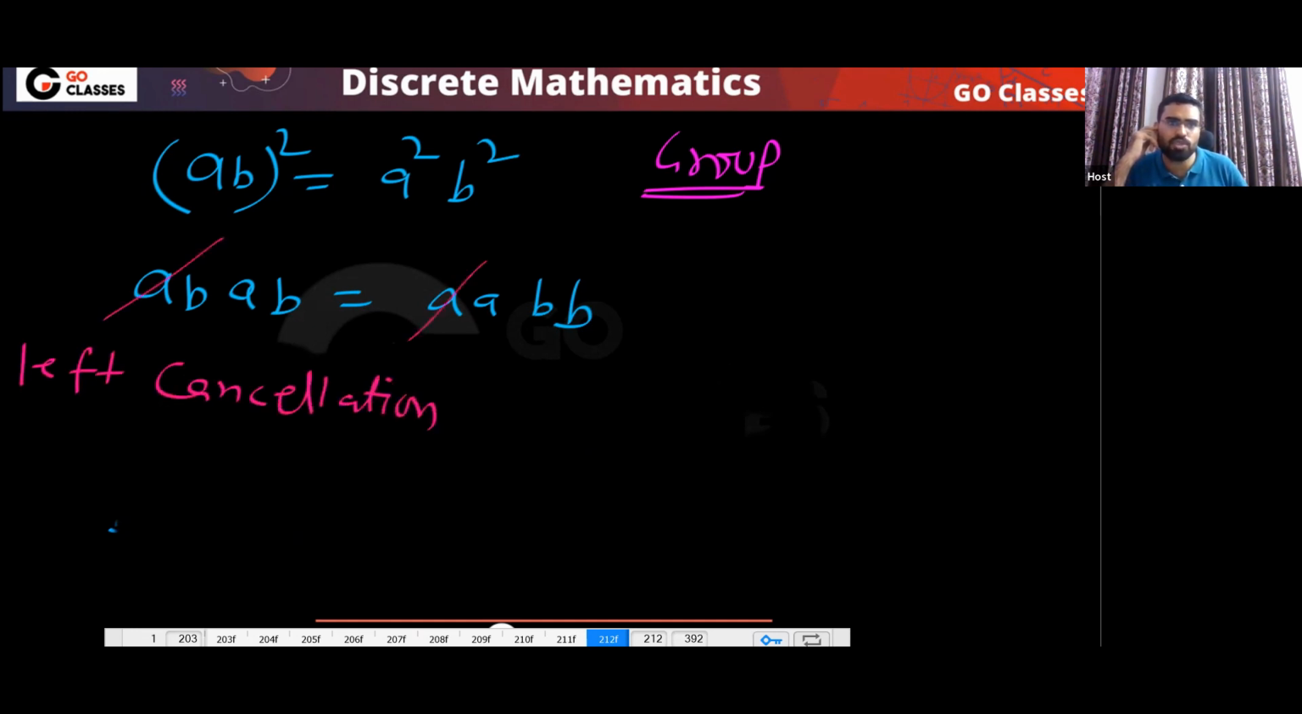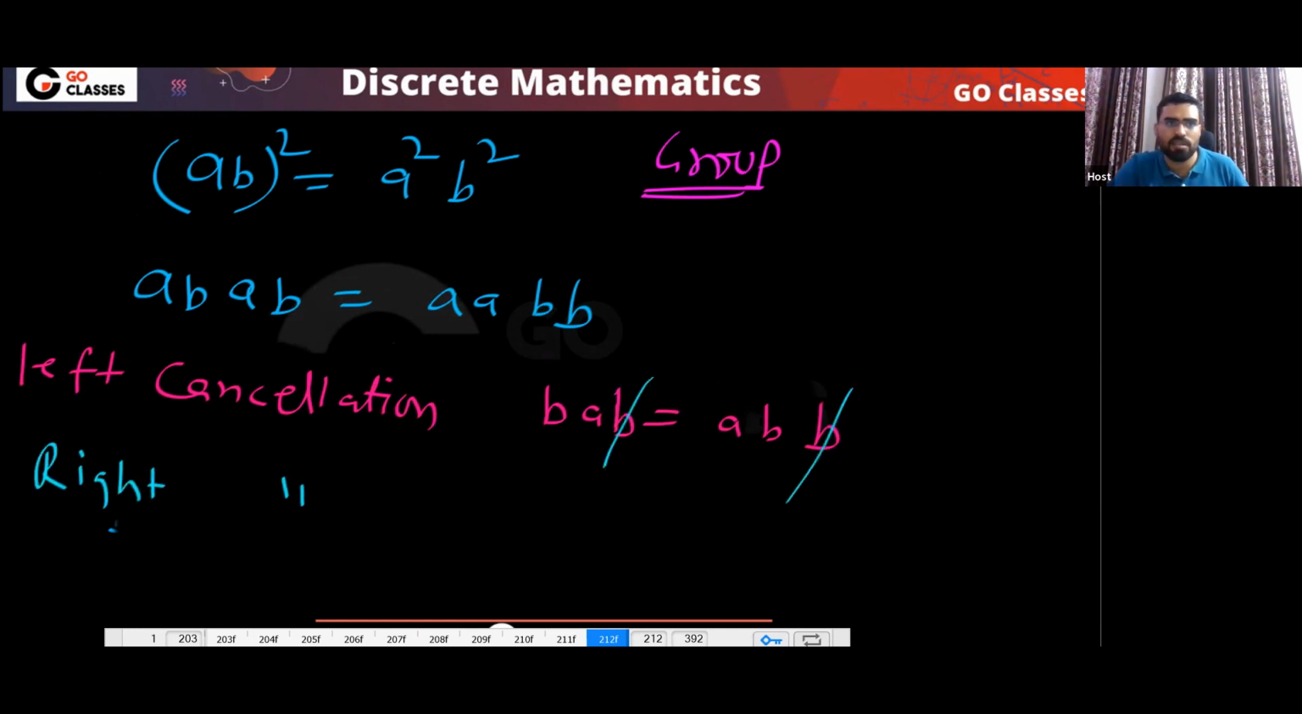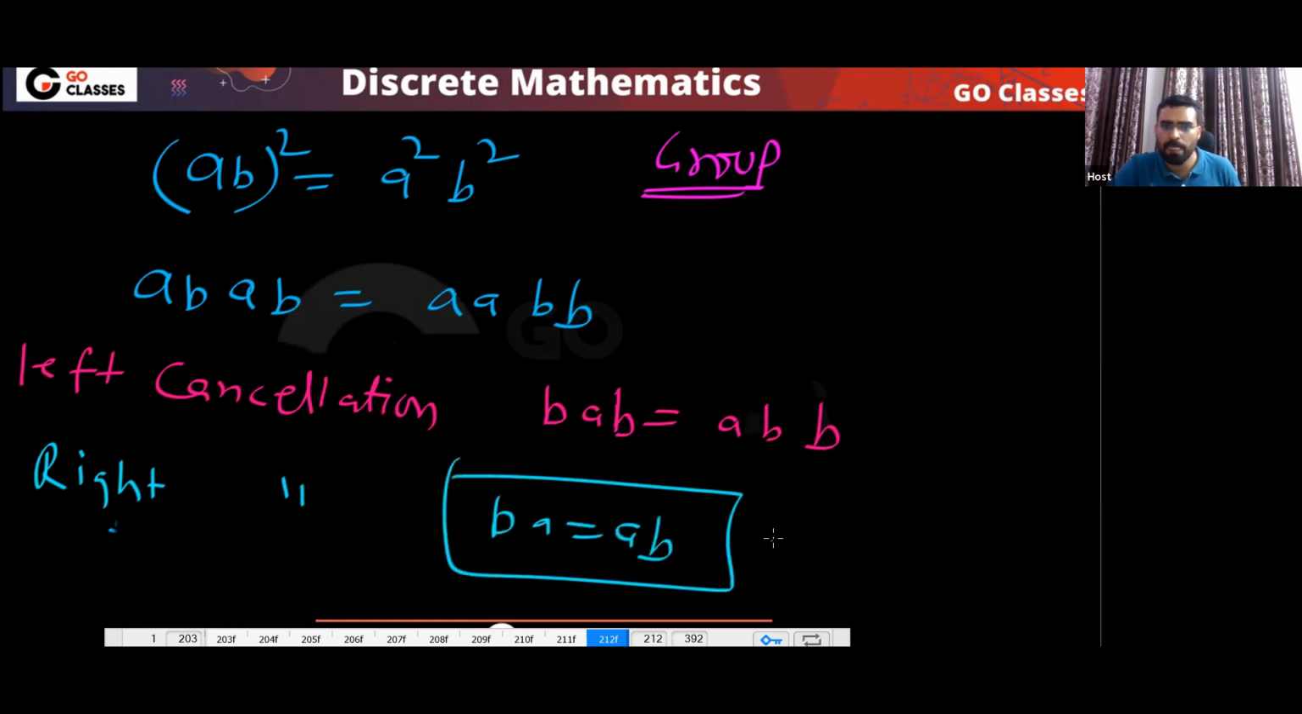Left cancellation gives you BAB equal to ABB. Now, do the right cancellation. If you do the right cancellation, it will give you BA equal to AB. So, abelian. This is your proof that this is abelian.